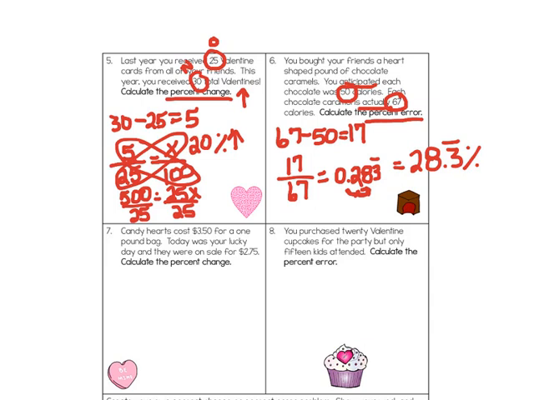Alrighty, let's look at number 7. Candy hearts cost $3.50 for 1 pound bag. Today was your lucky day and they were on sale for $2.75. What was the percent of change? Okay, percent change means it's going to go up or down. So if our original cost was $3.50 and our new cost is $2.75, it is a percent decrease, right? So I'm going to put an arrow going down, percent decrease, so I don't forget. I seem to forget that.